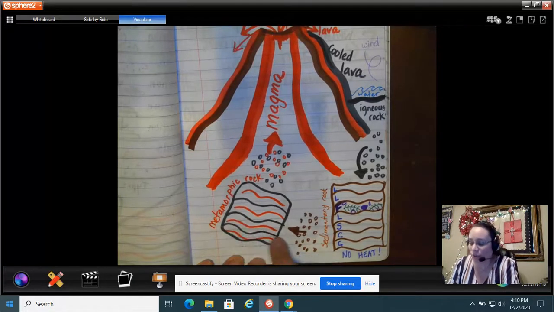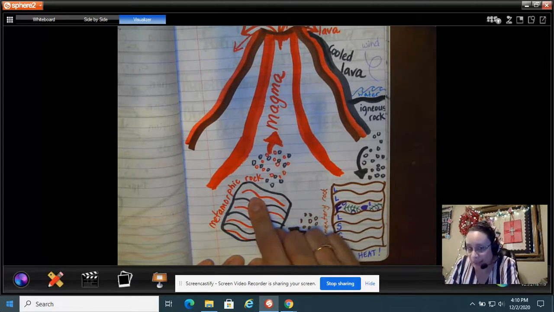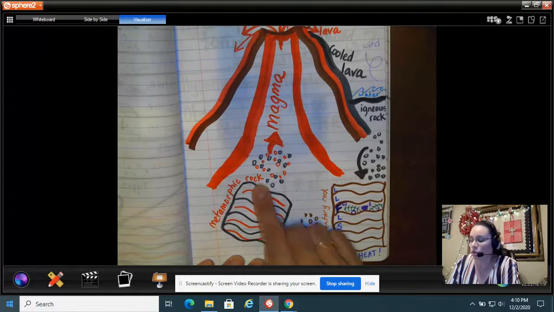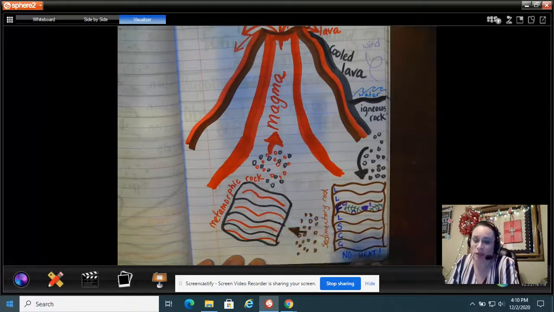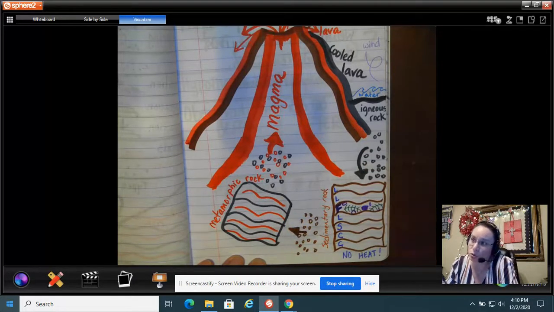So you see that I have red lines here. That means it's hot. Okay. So when you have sedimentary rock breaking up into pieces, okay, and forming layers, but you still need heat, it'll form metamorphic rock. Okay, so metamorphic rock needs heat to be formed. Sedimentary rock does not. And of course, igneous rock, yeah, it was hot, it was cool lava.